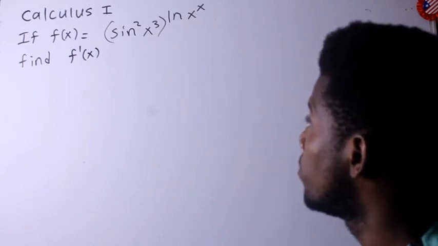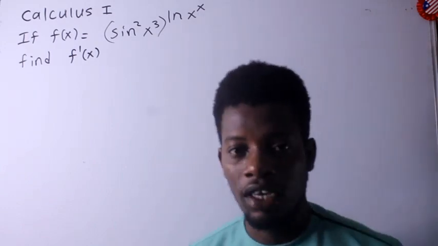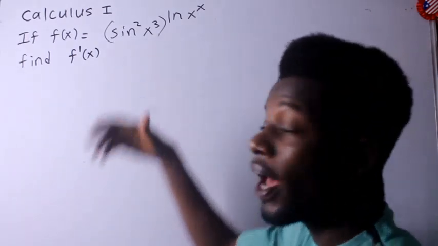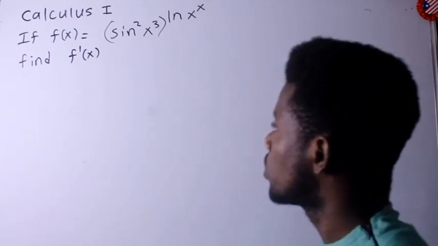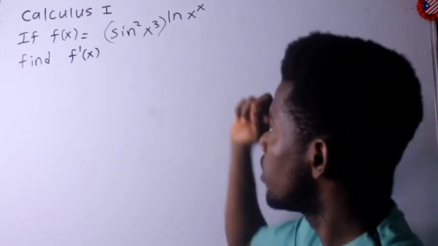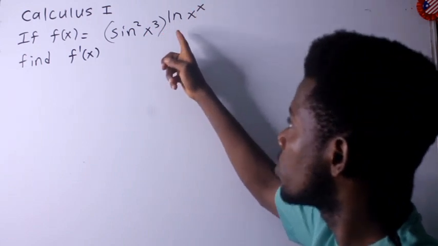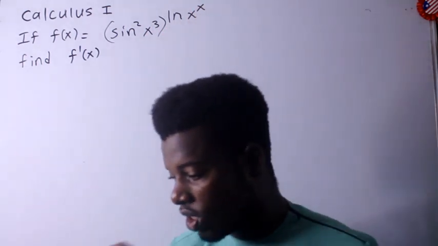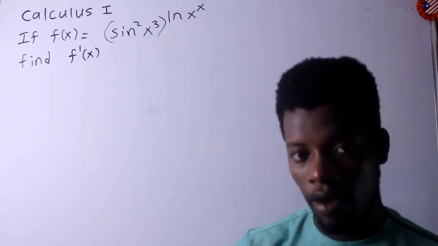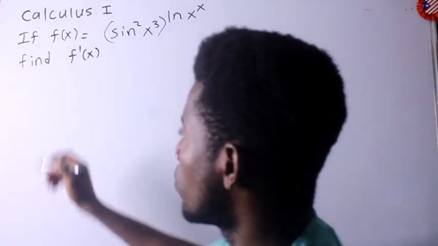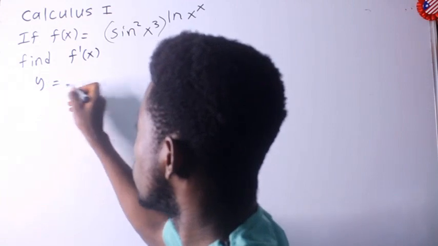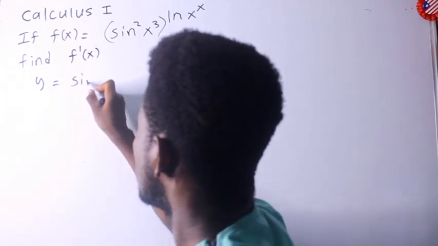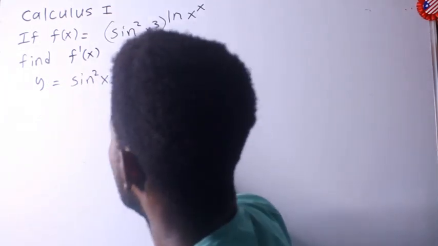Today we are going to be finding the derivative of this kind of complicated function. So if f of x is sin squared x cubed all raised to the power of the ln of x to the power x, find the derivative of f of x. f of x is y, so I'm going to say y is equal to sin squared x cubed all raised to the power.